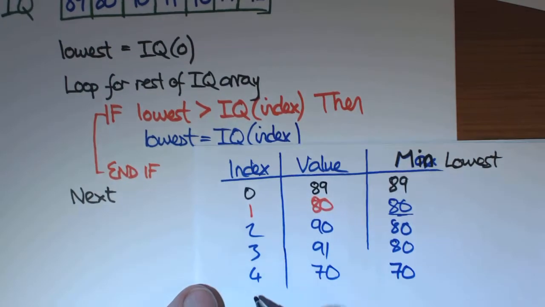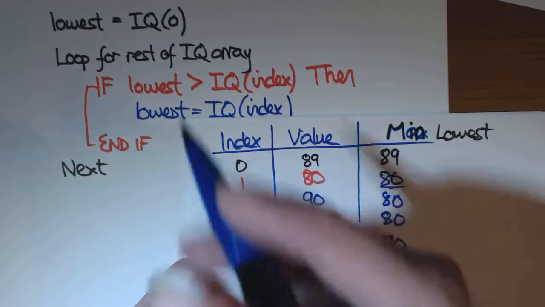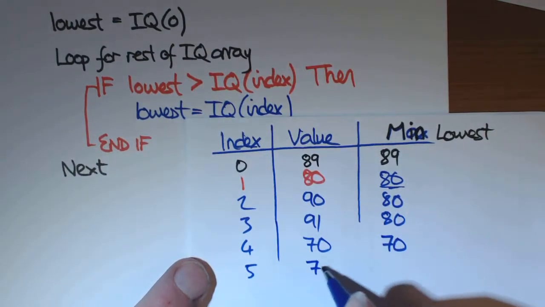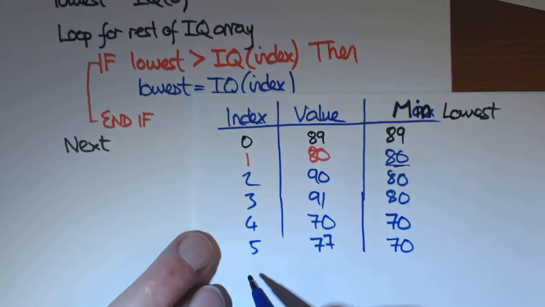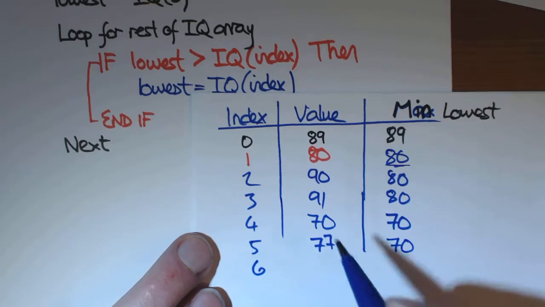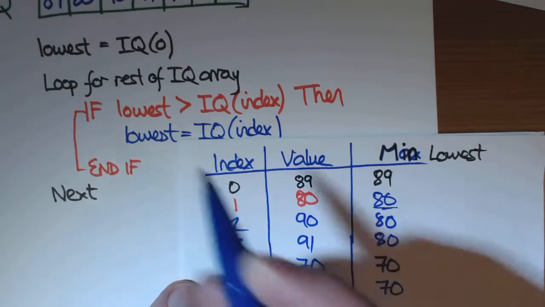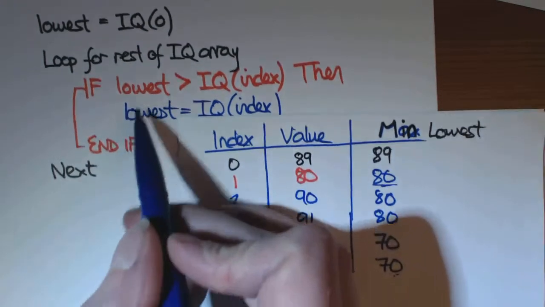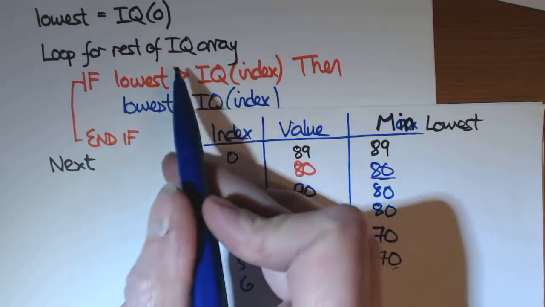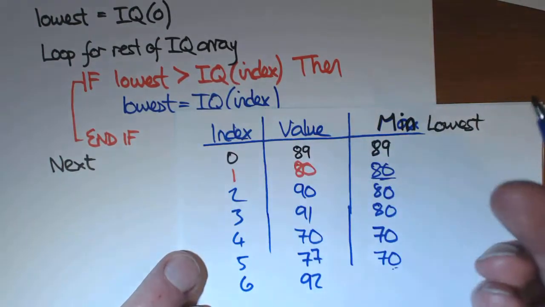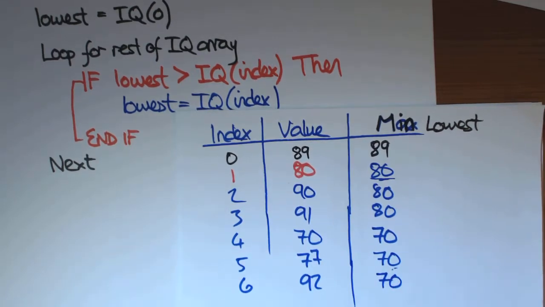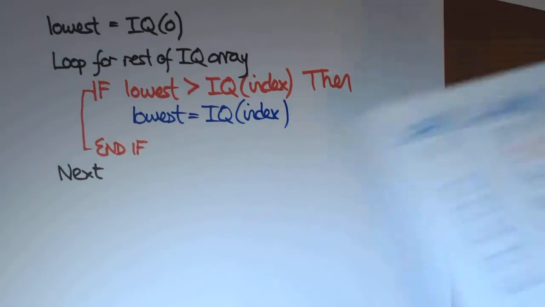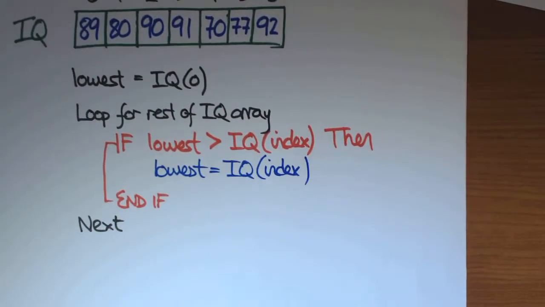Then it carries on through, we've got index 5 at 77. So is 70 bigger than 77? No, it's not, so that remains the lowest. Then it goes to index 6, which is holding 92. Is lowest, 70, greater than 92? No, it's not, so 70 is the smallest, okay? So it's a wee method that you can use.